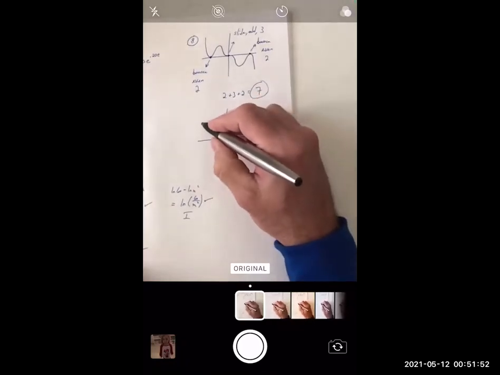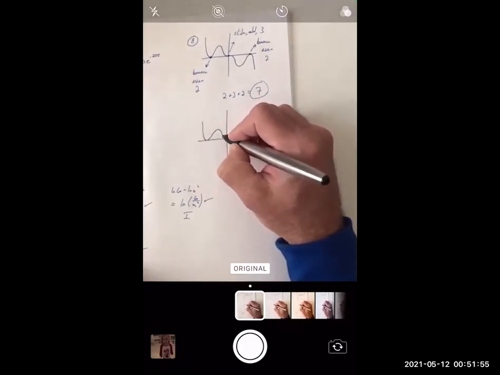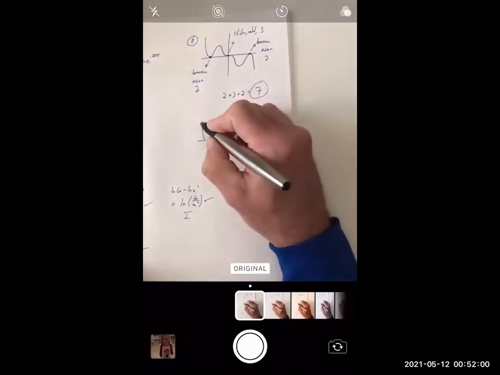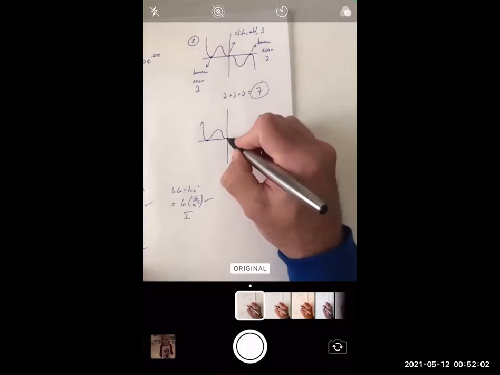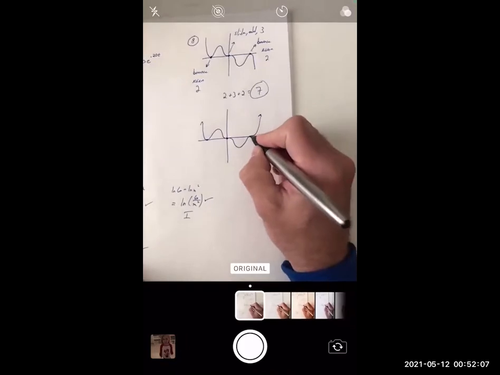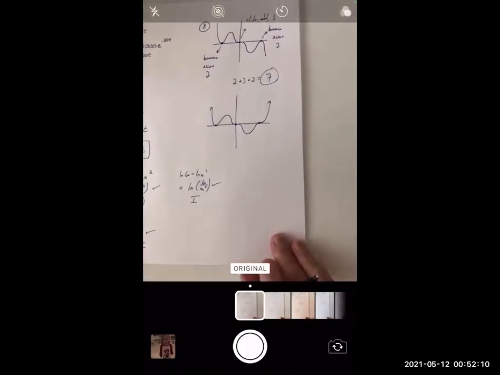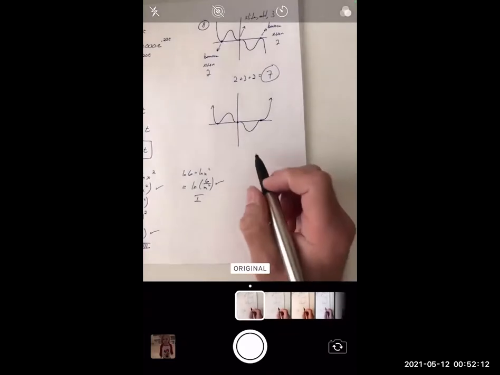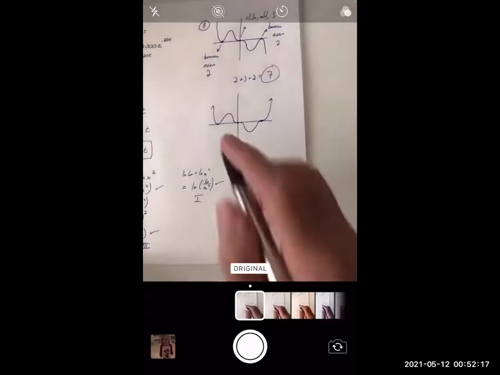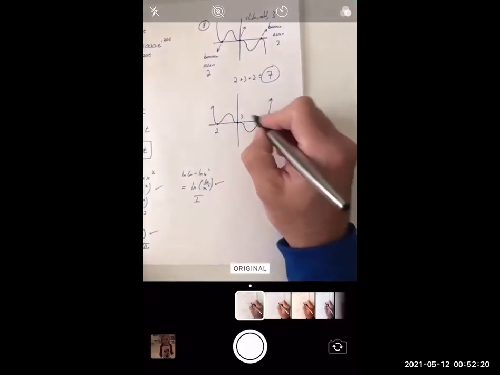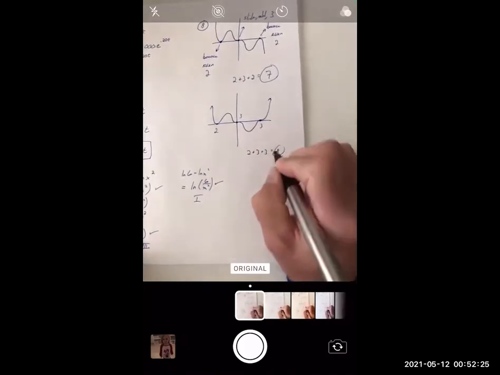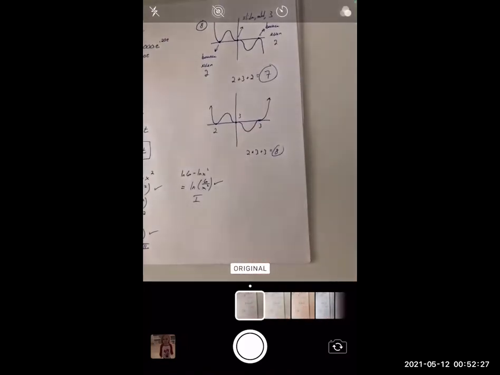So if we did this one, what would be the smallest degree possible for that one? So you got a bounce, a slide, and a slide. 8. Because that's 2. That would be 3 and 3. So your smallest degree is 8.